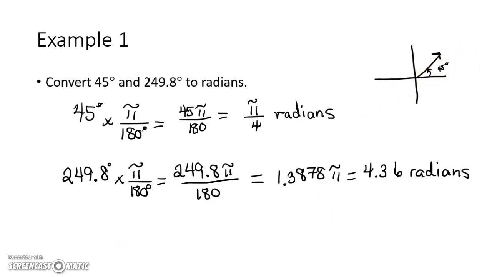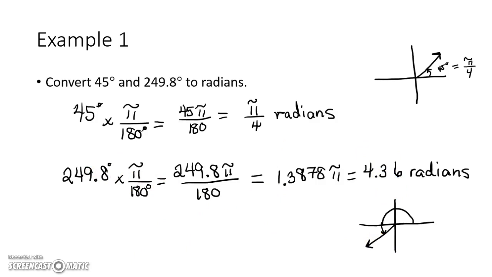You can see I made a little graph here. So 45 degrees is actually pi over 4 radians. And if you notice, 249, so that's past 180, right? 270 would be this one, so let's just throw it in there. That would be your other angle, and that would be 4.36. So you see radians are larger than degrees, right? Definitely takes a lot more degrees to make a radian.